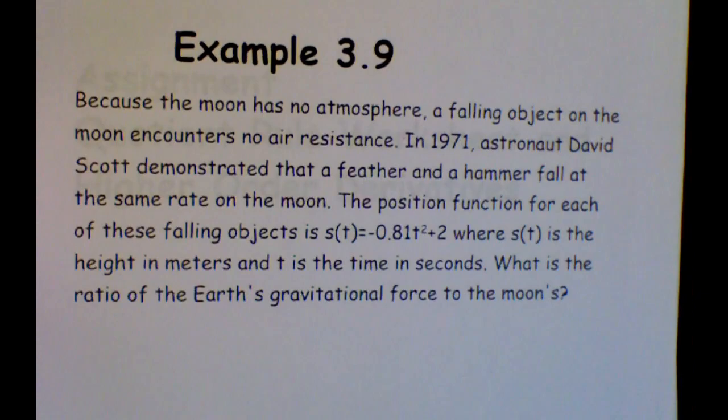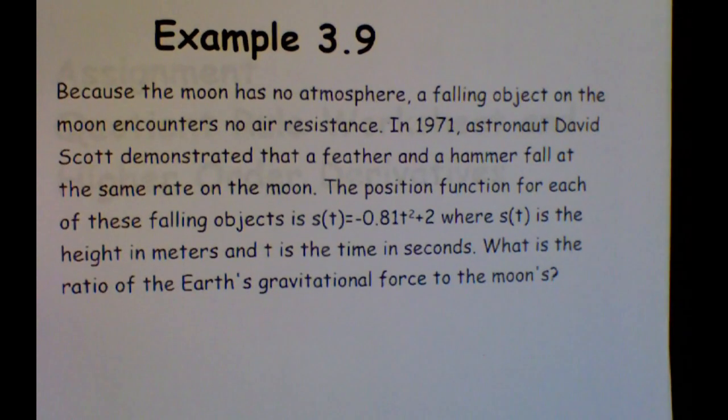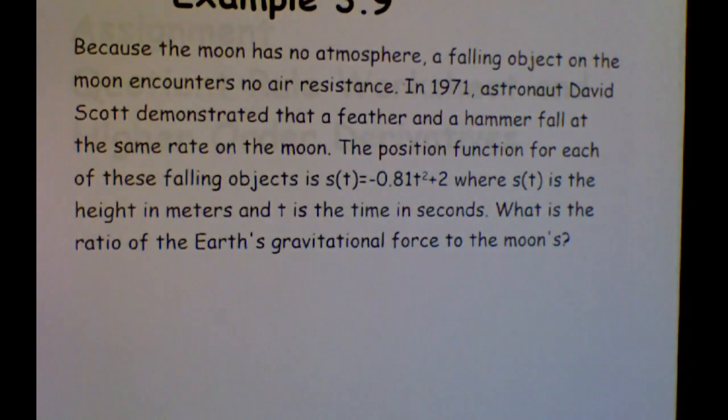Because the moon has no atmosphere, a falling object on the moon encounters no air resistance. In 1971, astronaut David Scott demonstrated that a feather and a hammer fall at the same rate on the moon. The position function for each of these objects is given by this S of t function, where S of t is the height in meters and t is the time in seconds. We need to find the ratio of Earth's gravitational force to the moon's. We're finding the ratio of acceleration on the moon to acceleration on Earth.